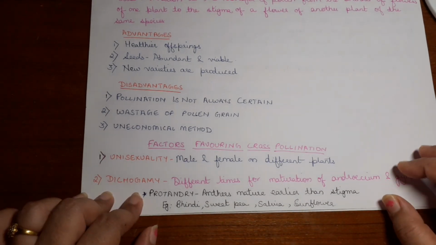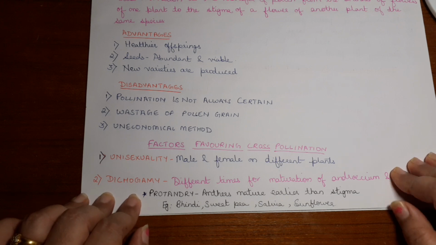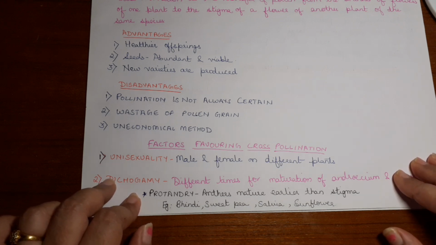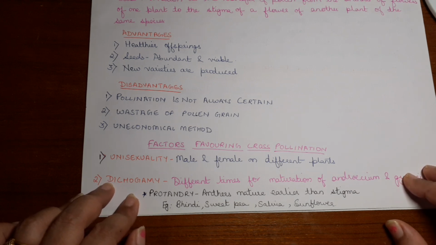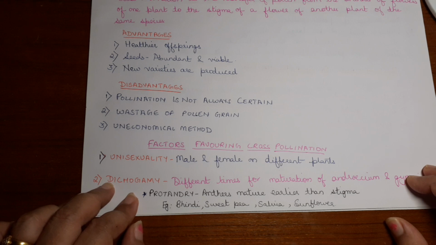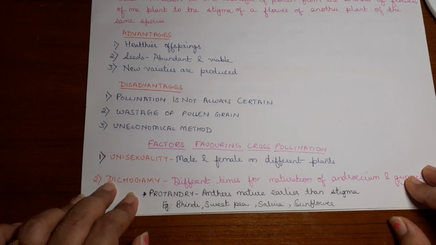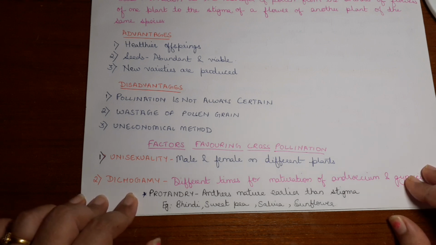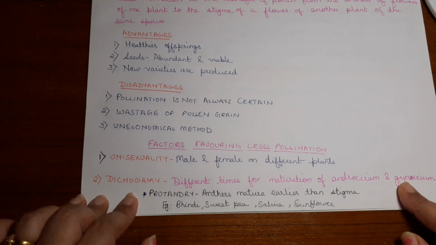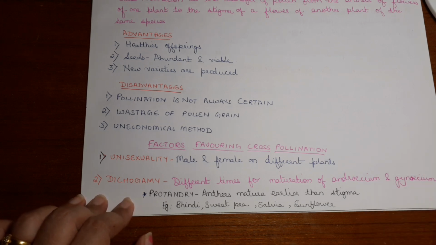Now what are the factors which favor cross-pollination? What helps in cross-pollination? First is unisexuality. Because the male and the female parts are on different plants, this is the only method by which the flowers can undergo pollination. So that is one of the factors which favor cross-pollination. Number two, dichogamy. What is dichogamy? When the male and the female, that is the androecium and the gynoecium, mature at different times. The androecium matures at one time, the gynoecium matures at a different time.